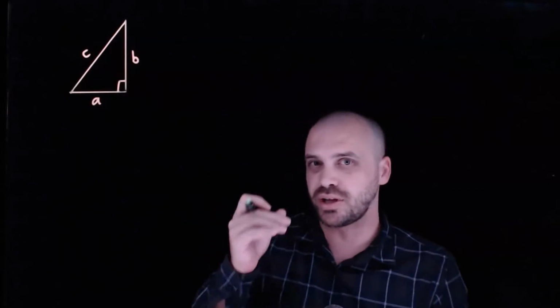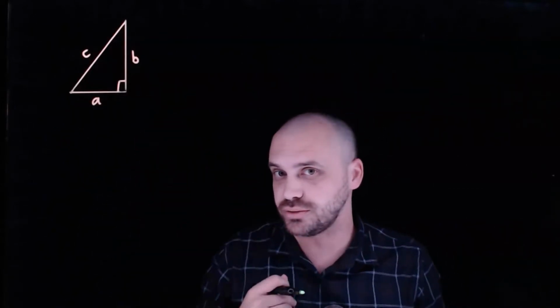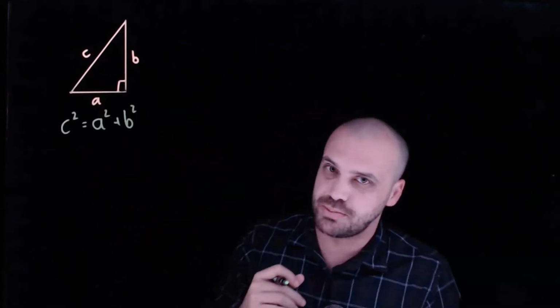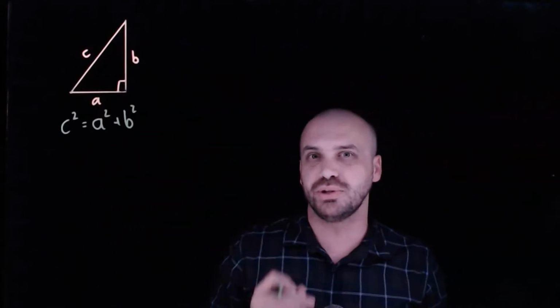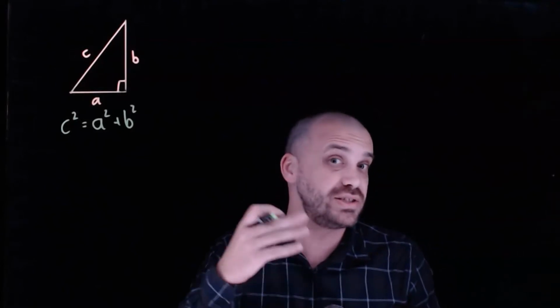So I've gone into the vault and I've dug out another proof of Pythagoras' theorem. That is, in a right angle triangle, c squared equals a squared plus b squared. Now this proof relies upon similar triangles. Now similar triangles are triangles that are the same shape but different sizes.